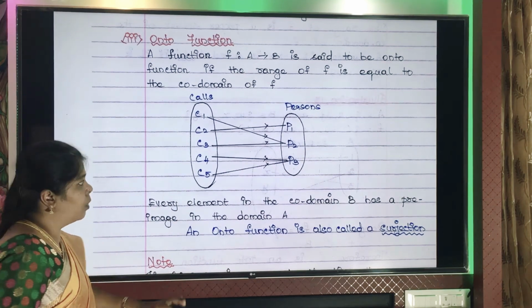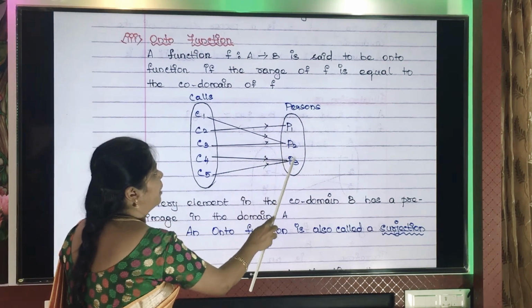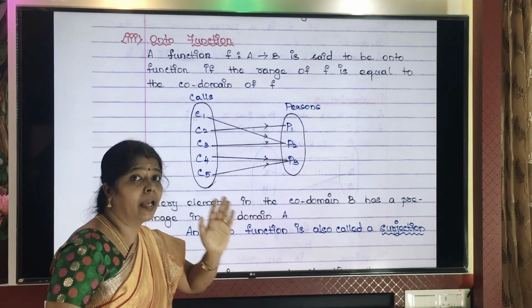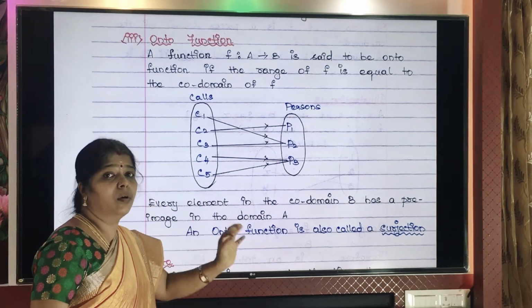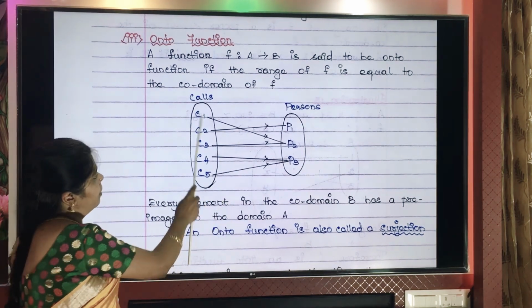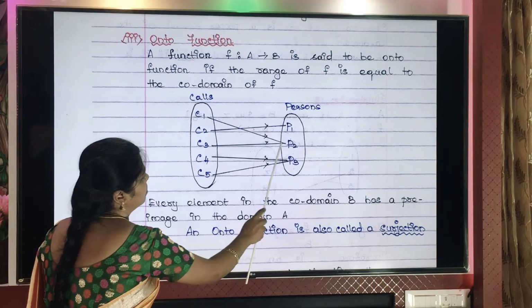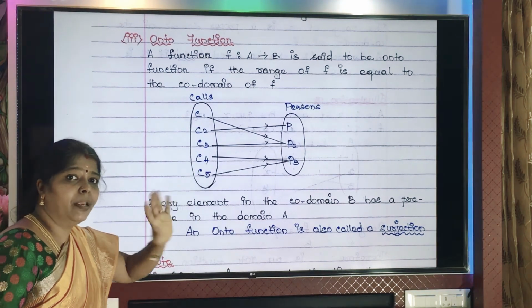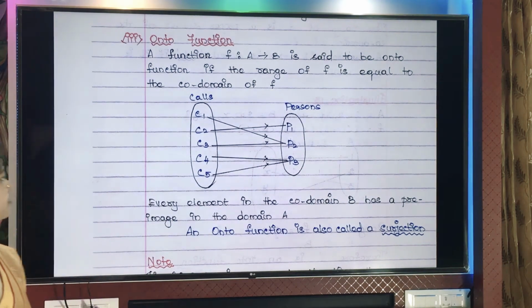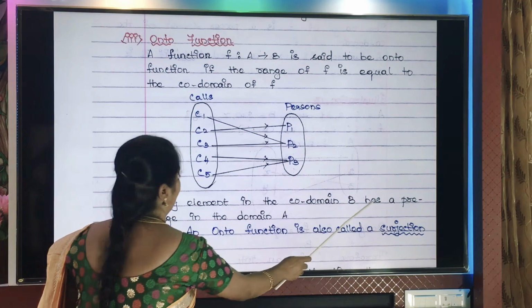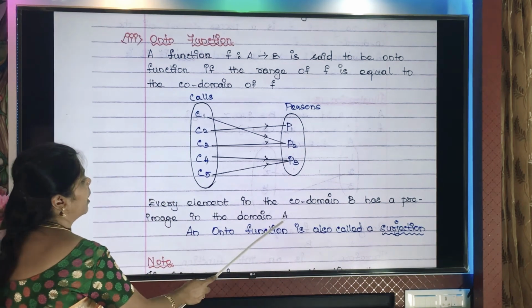What are the elements in the codomain? Again you will write P1, P2, P3. So in this case the range is equal to the codomain. I repeat, the range is equal to the codomain, therefore this is an onto function. This can also be a many-to-one function because 2 elements have the same image. But this cannot be a one-to-one function. So every element in the codomain B has a pre-image in the domain A.